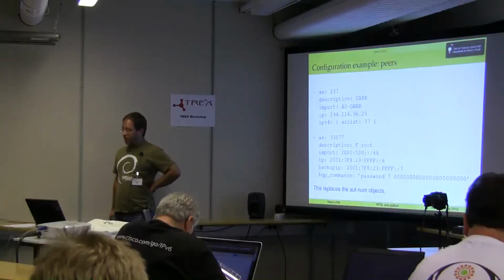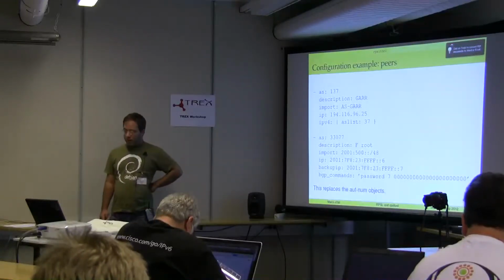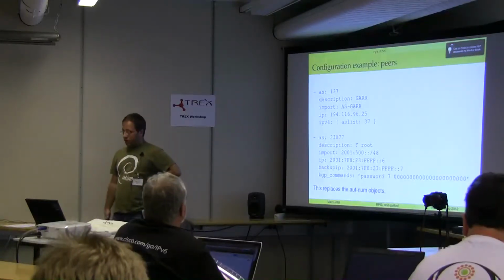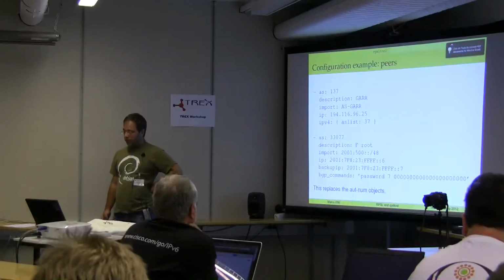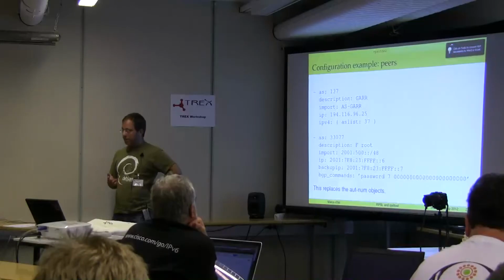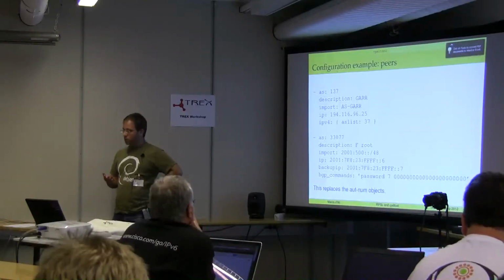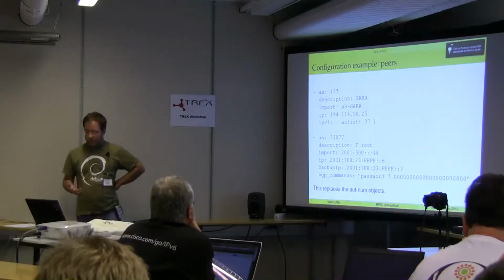This is an example of the main configuration file. For each one of your neighbors, you have to list the most basic parameters, their autonomous system, a description if you want, which will be copied to the output, and which routes you want to import. Here you can see two simple cases.